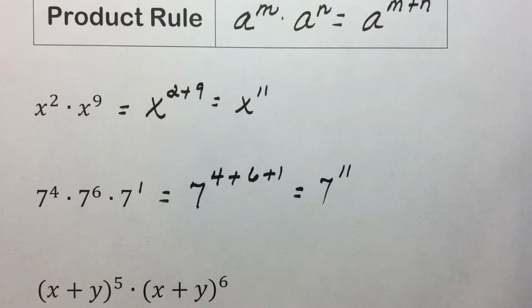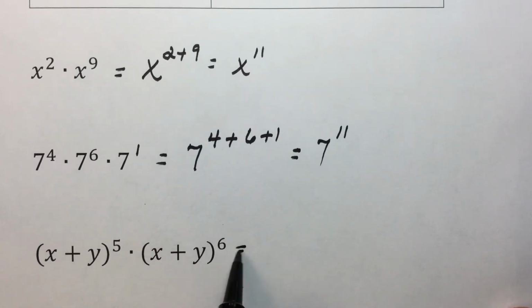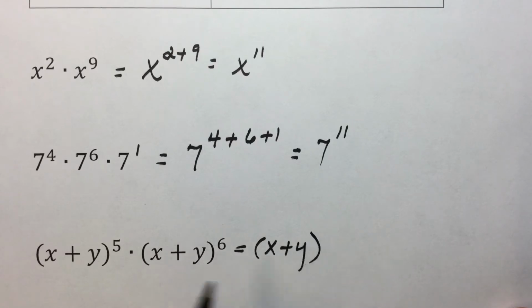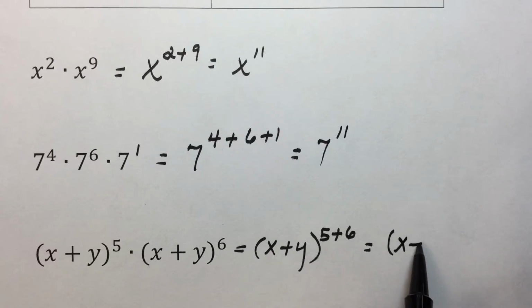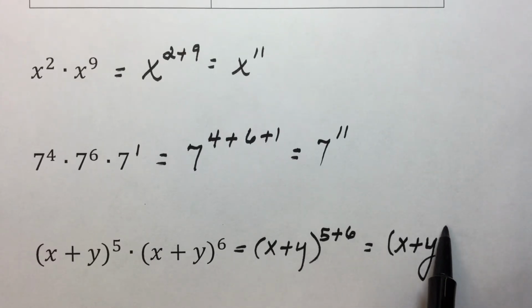Although this looks complicated in this next example, having this sum here within the parentheses, it is something to the 5th power times something to the 6th power, no different than this example up here. We have that common factor of x plus y multiplied together, so adding those exponents, a simplified solution or representation of this problem would be x plus y to the 5 plus 6 or 11th power.